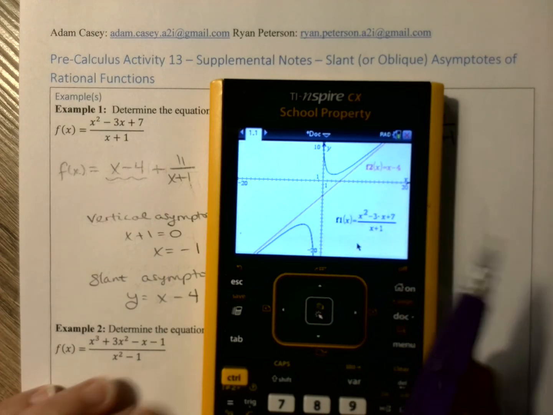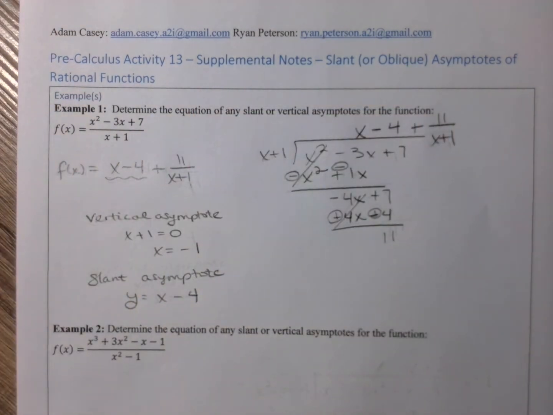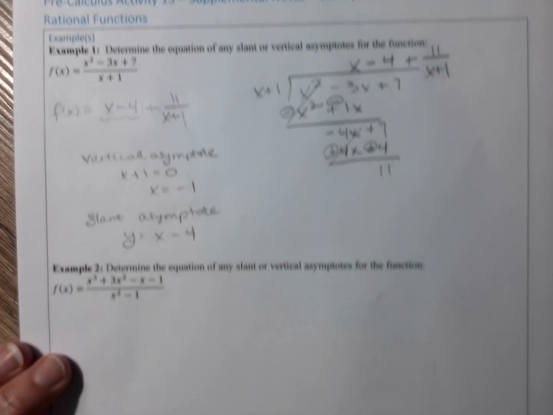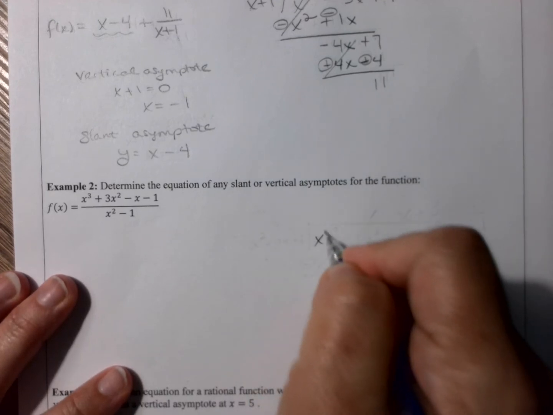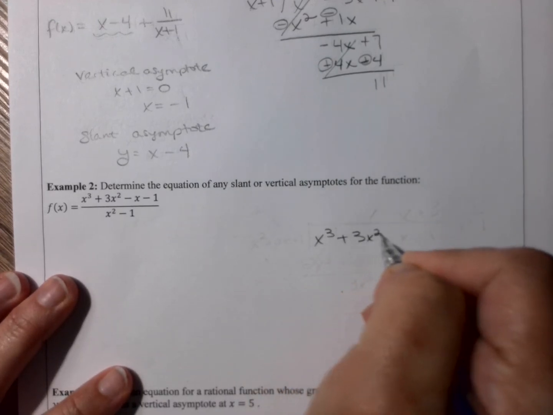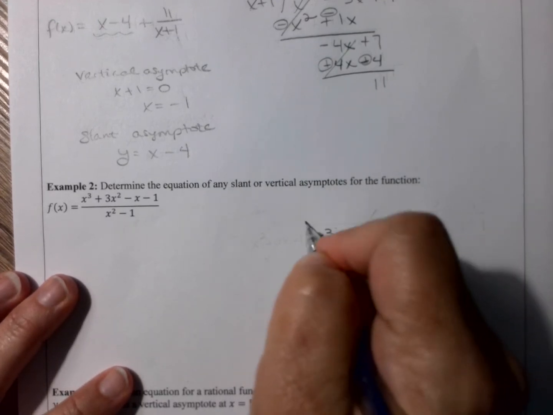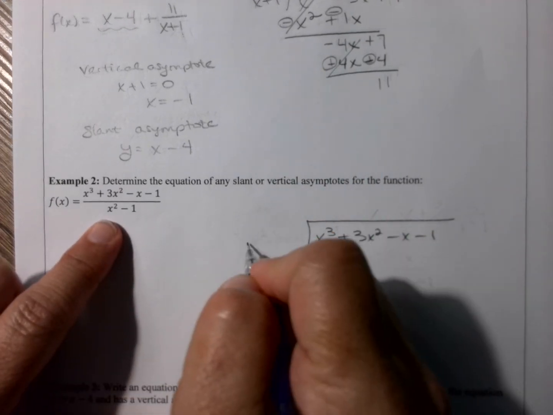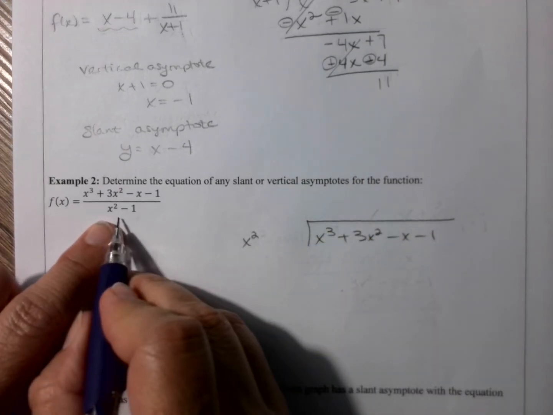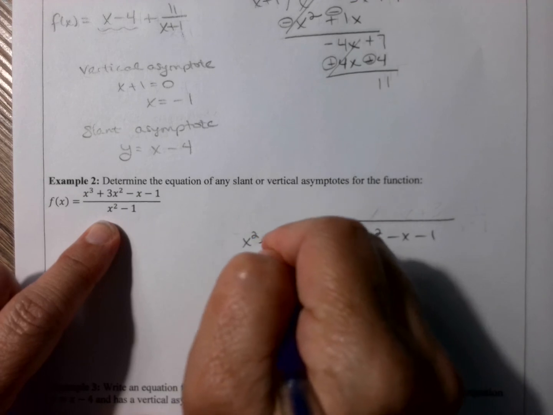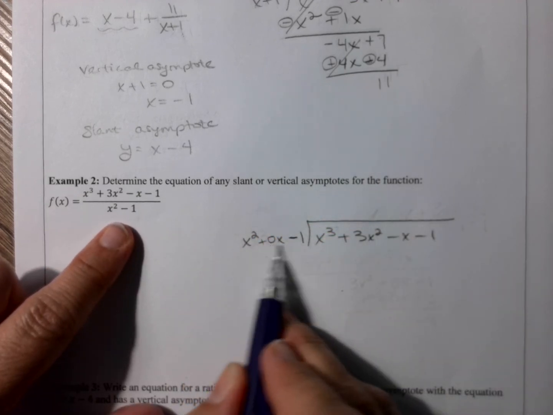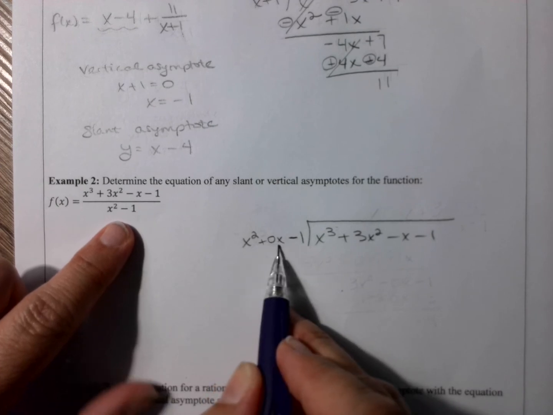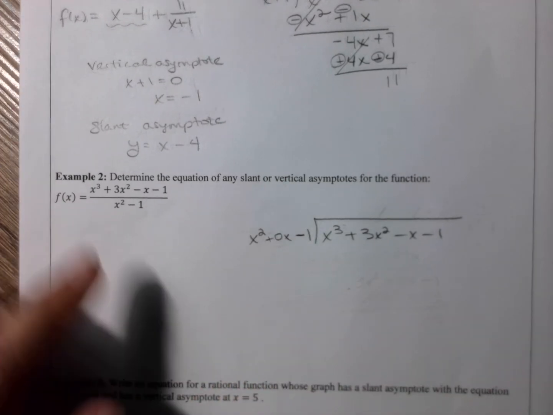So that's what a slant asymptote looks like, and how it controls or contains the behavior of the rational function. Let's do one more. x cubed plus 3x squared minus x minus 1. I'm going to divide by x squared minus 1, but notice there's a missing x term. I'm going to go ahead and write that in there just to make sure that I account for that term in this quadratic.